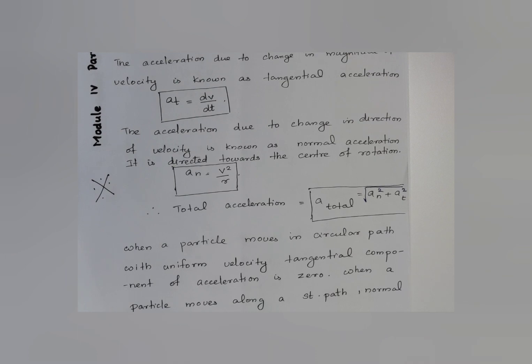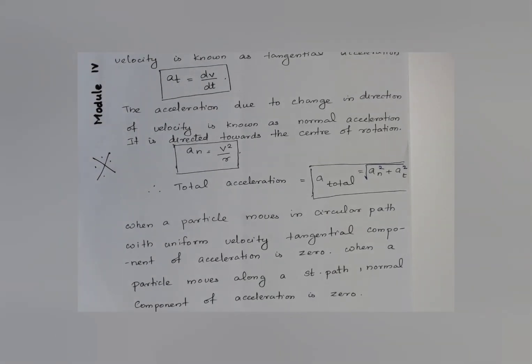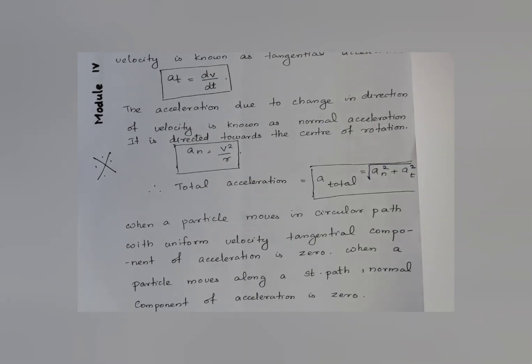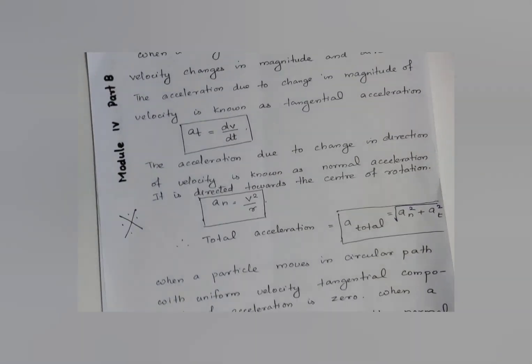And when the particle is moving along a circular path with a uniform velocity, tangential component of acceleration is 0, and when the particle is moving along a straight path, normal component of acceleration is 0. So this is a very important question. We have discussed this in your class.